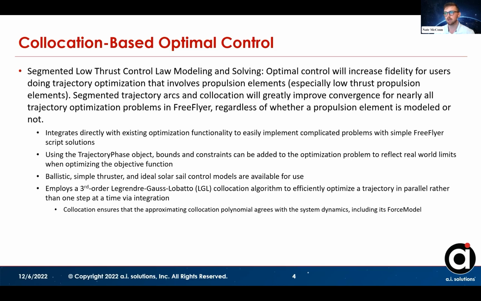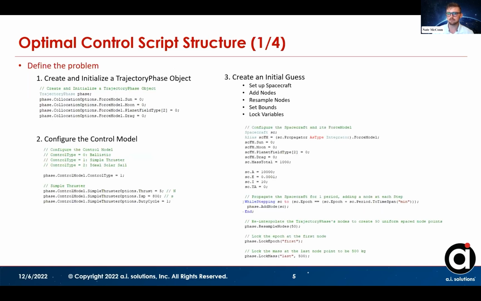These new features employ a third-order Legendre-Gauss-Lobatto (LGL) collocation algorithm to efficiently optimize a trajectory in parallel rather than one step at a time via integration. And a major component here is that collocation ensures that the approximating collocation polynomial agrees with the system dynamics, including its force model. So let's talk about how to do this in script.